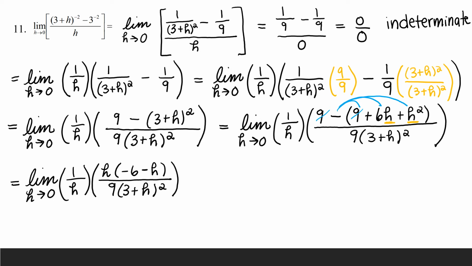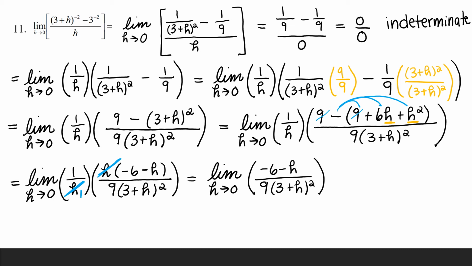And now I can see that this 1 over h and this h here have a common factor of h, so they will divide out. And that leaves me with the limit as h approaches 0 of, well, 1 over 1 is just 1, so that first rational expression is gone, and I'm left with negative 6 minus h over 9 times (3 plus h) squared.